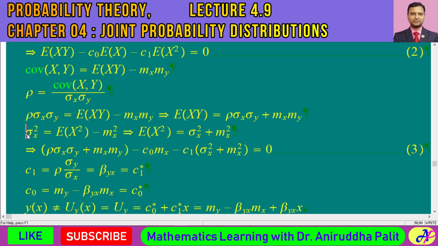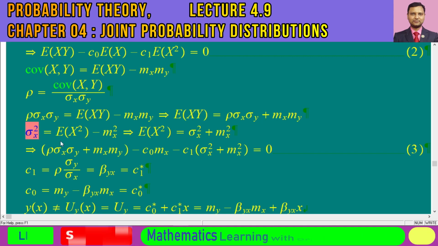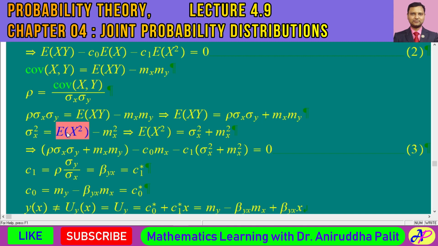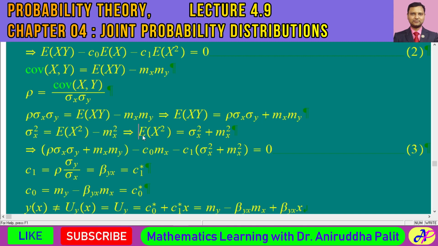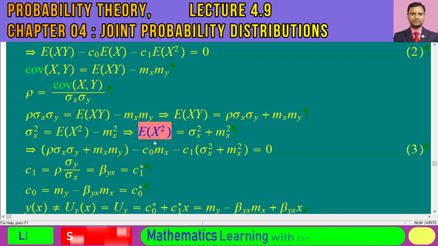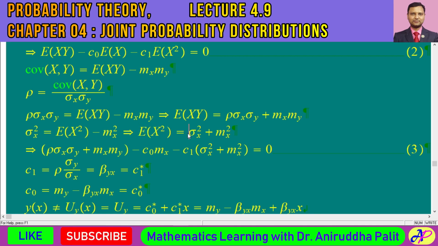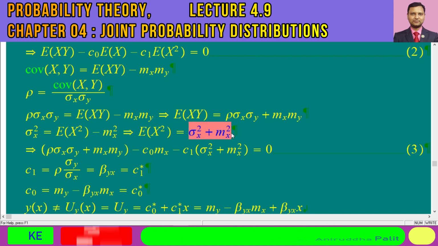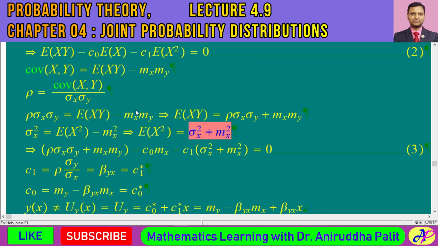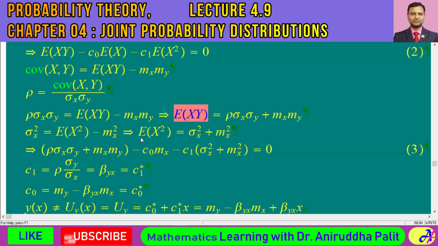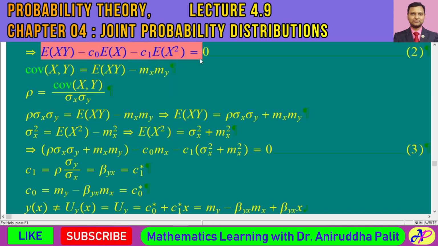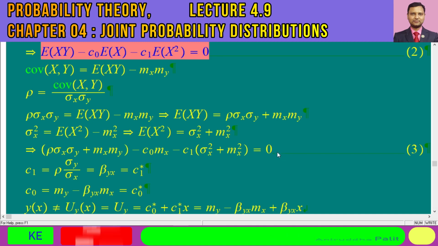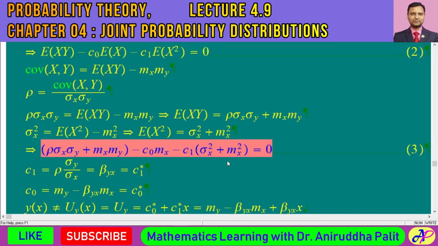Similarly, we know that sigma x square, that is actually the variance, is equal to expectation of x square minus mx whole square. So we get the expression: expectation of x square is equal to sigma x square plus mx whole square. So now, if we put these expressions of expectation of xy and expectation of x square into this equation number 2, we will get this type of relation.